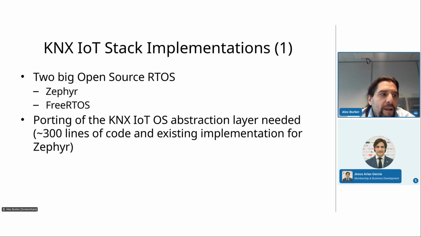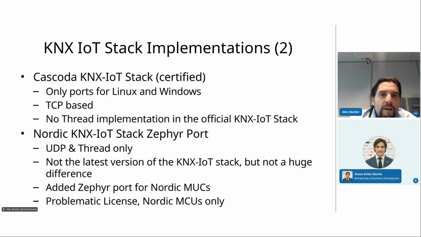So when you look at the open source world and you want to do it the open source style, then you basically have two options. That's Zephyr and FreeRTOS. Both are decent and good open source real-time operating systems for embedded systems. So what you need to do is port this OS abstraction layer to your operating system. As already said, Cascoda did that for Linux and for Windows. The thing is that port is TCP based. And as we learned before, Thread is UDP based. So we can't use that one. So we need to look a bit closer.